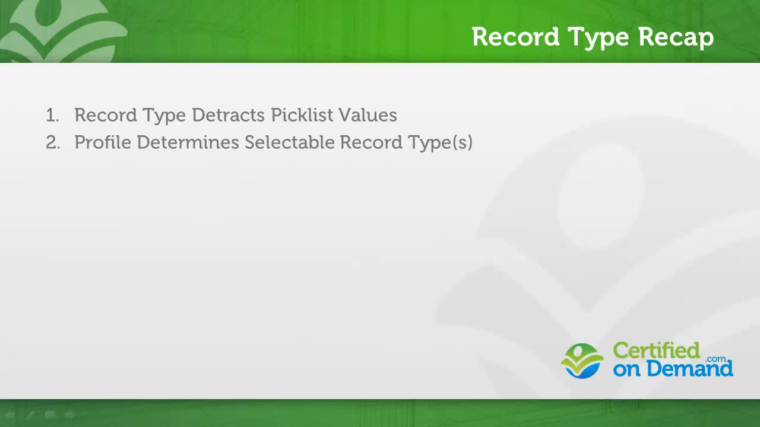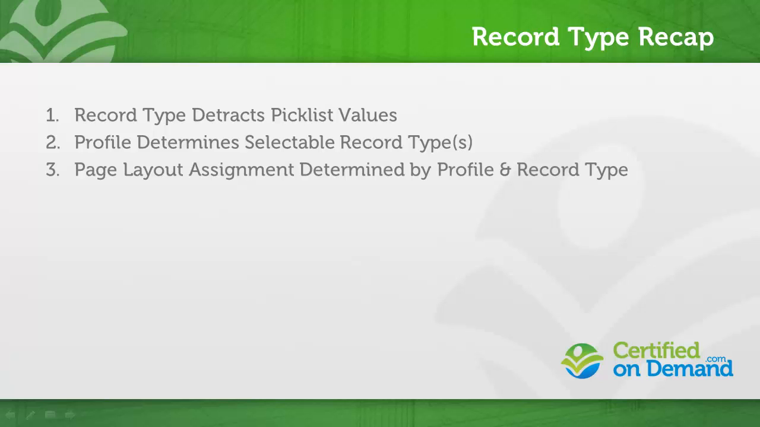So let's recap. Record types can be used to detract selectable pick list values. A user's profile determines which record types they can select. The page layout that a user sees is determined by the user's profile and the record's record type.